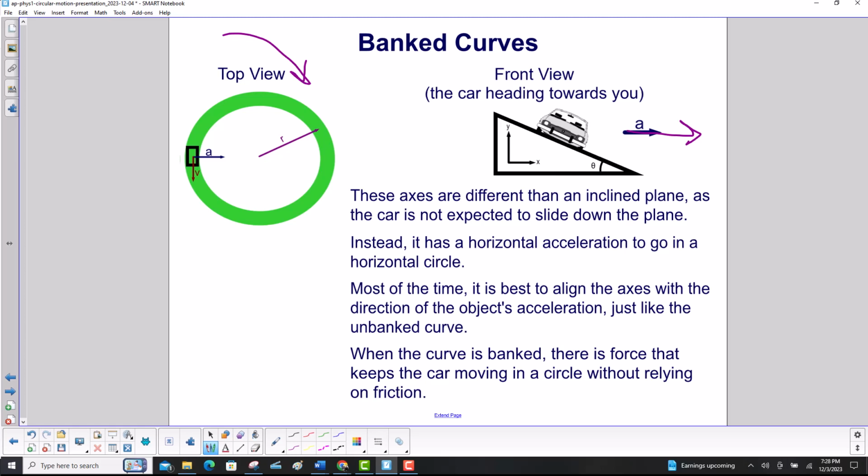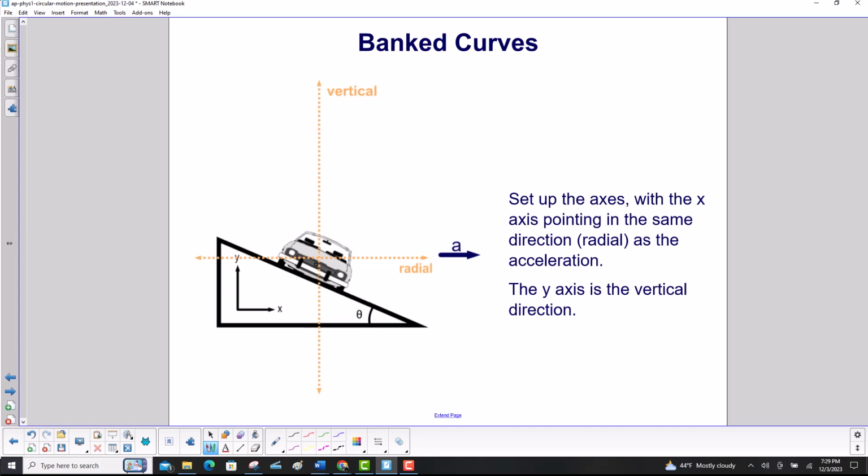Most of the time, it is best to align the axes with the direction of the object's acceleration, just like the unbanked curve. When the curve is banked, there is a force that keeps the car moving in a circle without relying just on friction. Set up the axes with the x-axis pointing in the same direction, the radial direction, as the acceleration. The y-axis is in the vertical direction.